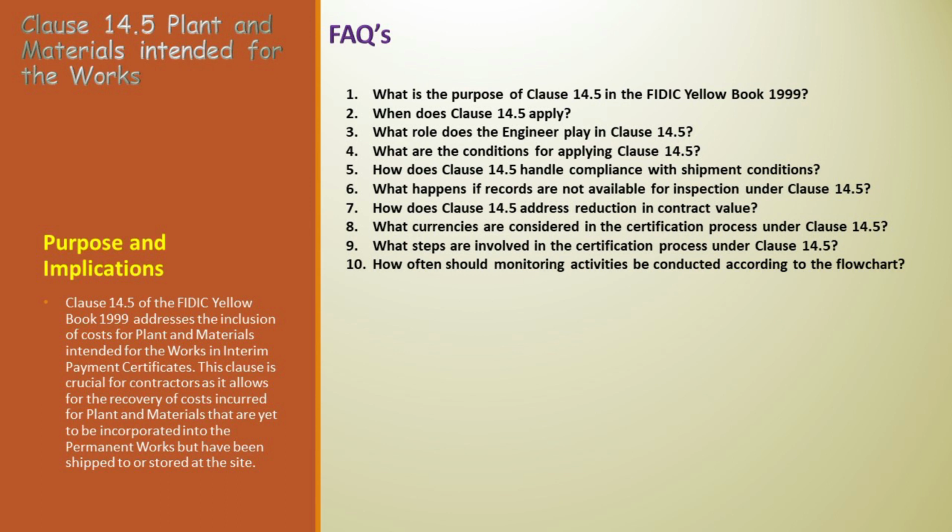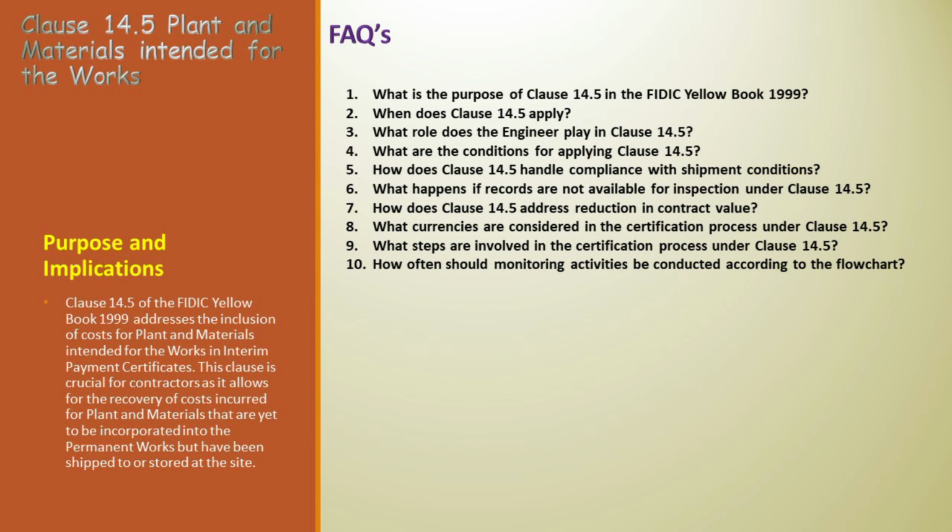2. When does Clause 14.5 apply? Answer. This clause is applicable when the plant and materials intended for the works are listed in the appendix to tender. Its applicability is contingent on this listing. 3. What role does the engineer play in this clause? Answer. The engineer plays a critical role in determining and certifying the additional amount related to plant and materials. They evaluate the contractor's records and verify compliance with contractual conditions.